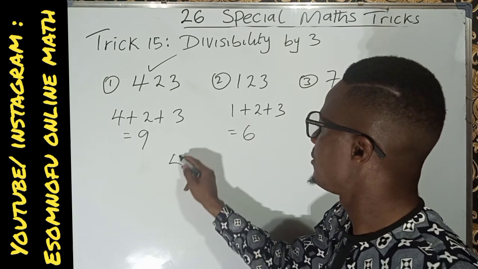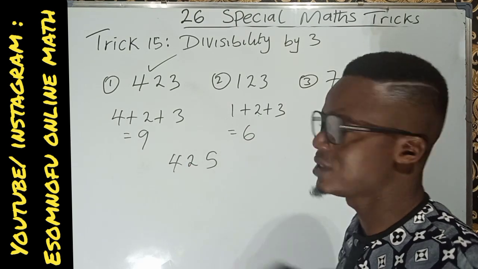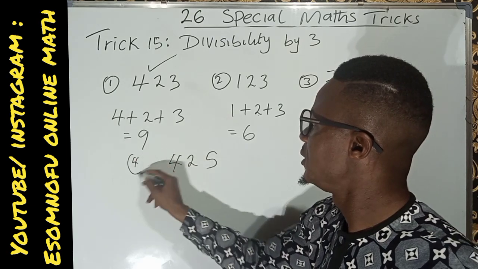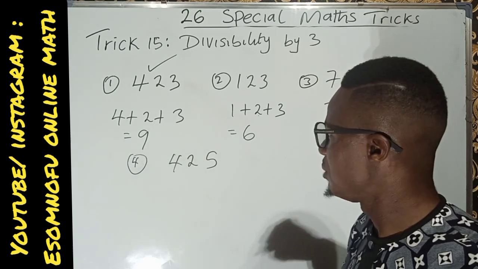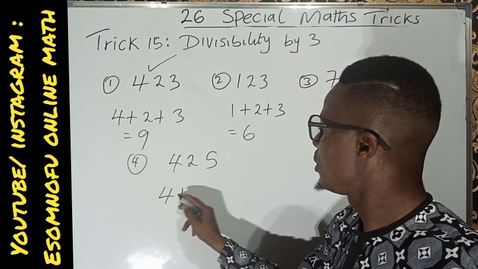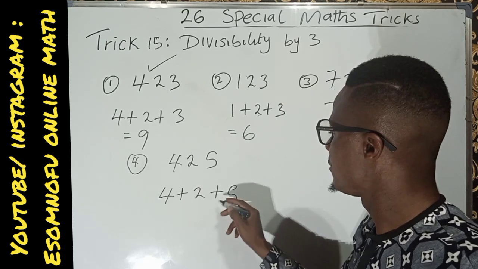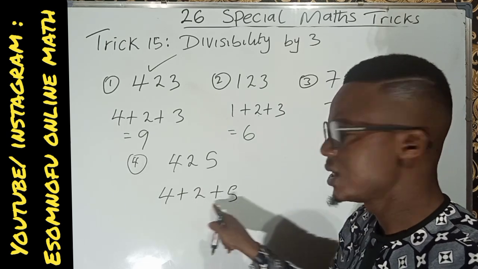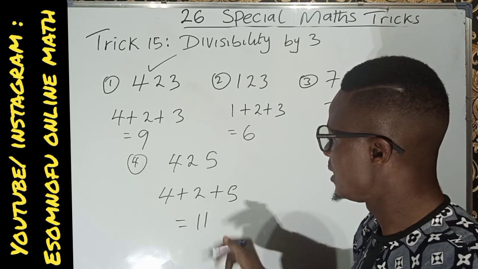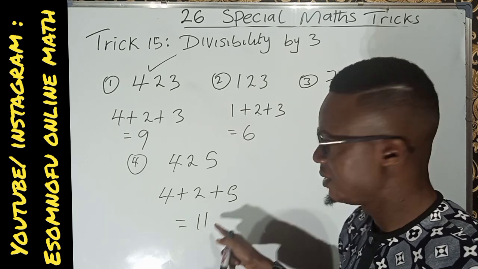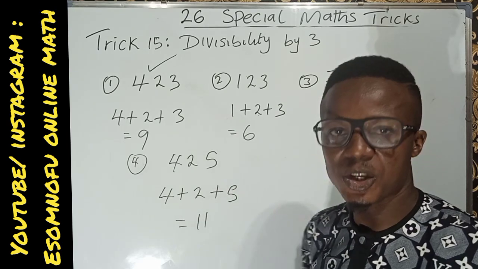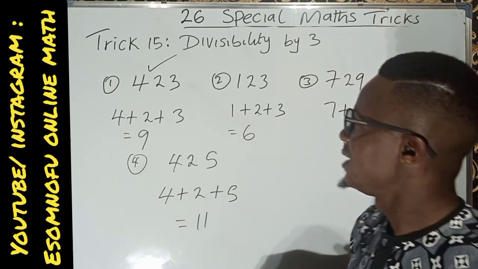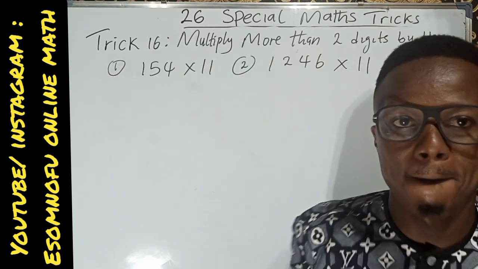But if you have something like 425, for instance, let us call it number 4. Check if 3 can divide this number. You add 4 plus 2 plus 5. 4 plus 2 is 6, and 6 plus 5 is 11. 3 cannot divide 11. Therefore, this number here is not divisible by 3. Let us go to trick number 16.